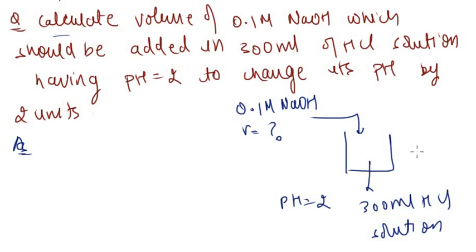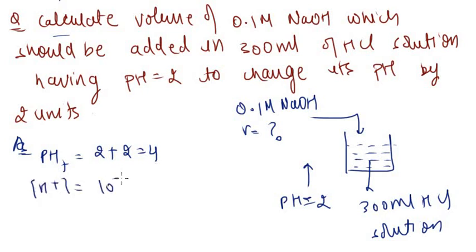Now let's understand. It is only saying to change the pH. Initially its pH is 2. Now we are adding base. Obviously pH will increase. So final pH will be 2 plus 2, that is 4. Because we are adding the NaOH, we know the concentration of H plus in the final solution is 10 raised to power negative 4.